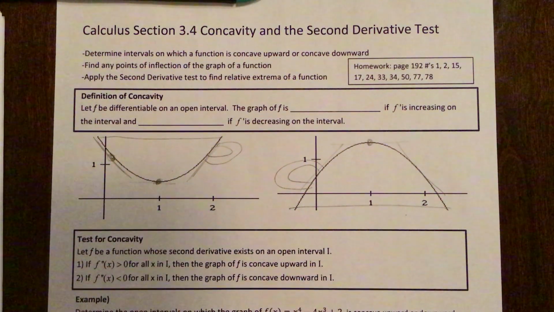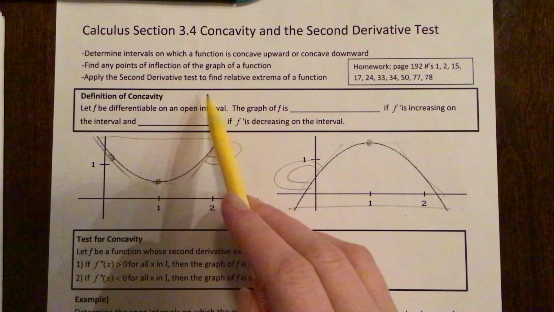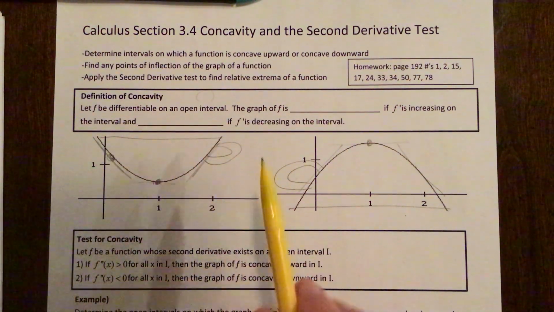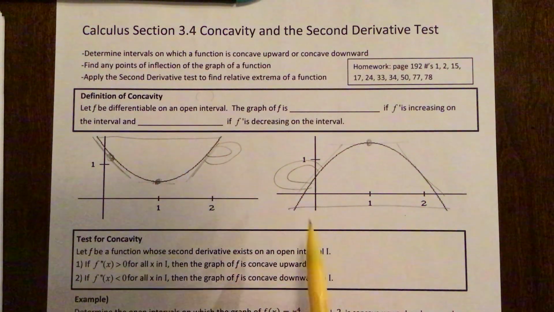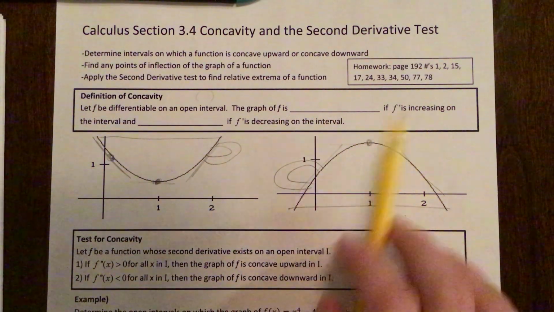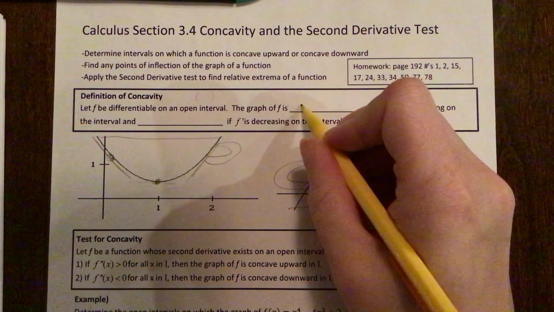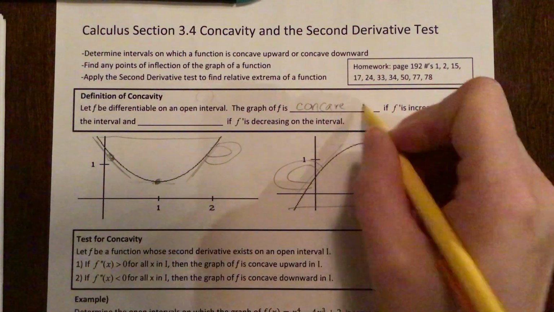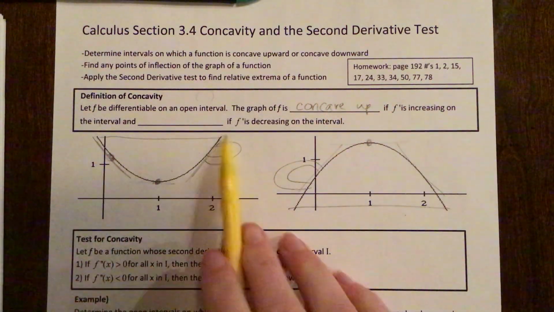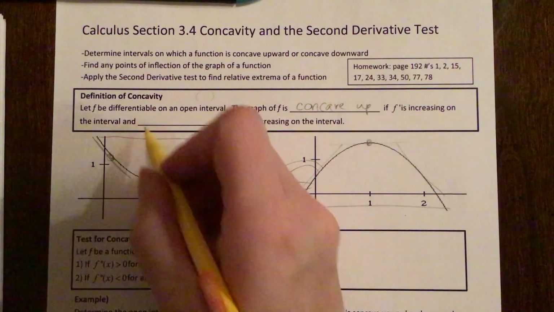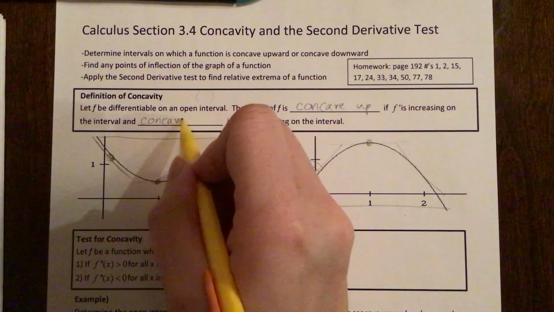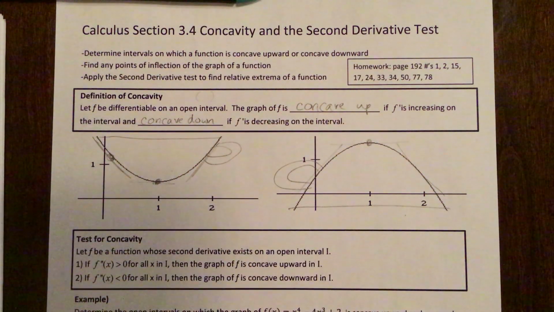Okay, so definition of concavity. Let f be a differentiable function on an open interval, which means your endpoints have parentheses, right? So it's differentiable. The graph of f is what? If f prime is increasing, the graph of f is concave up. And the graph of f is concave down when f prime is decreasing on your interval.